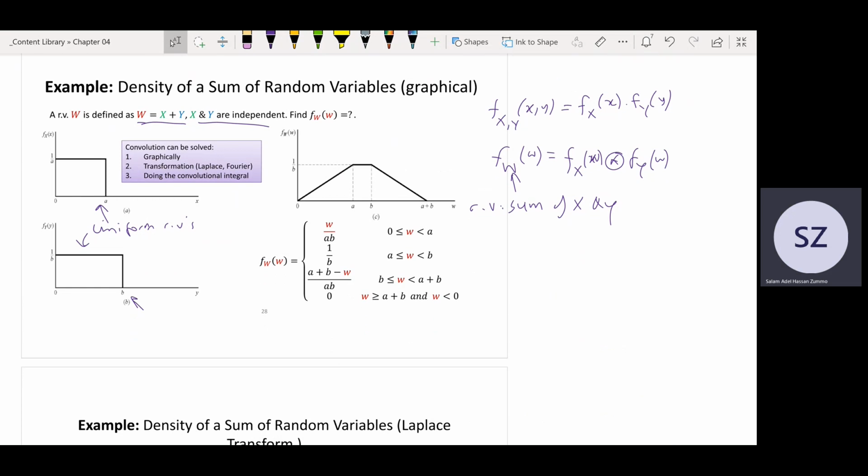So today, we'll continue with the example, and then we'll talk about the central limit theorem, and this will conclude chapter 1. The next time, we'll start the next chapter.